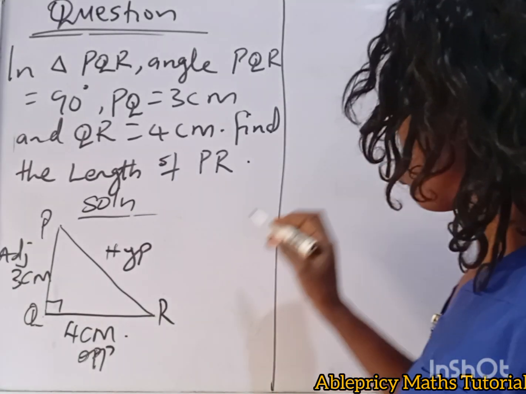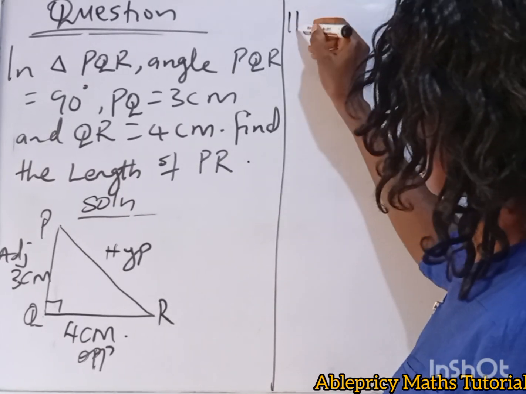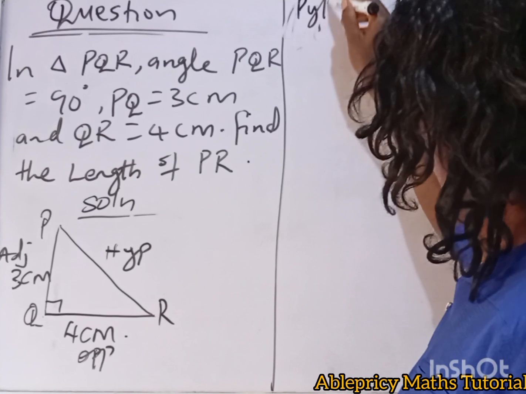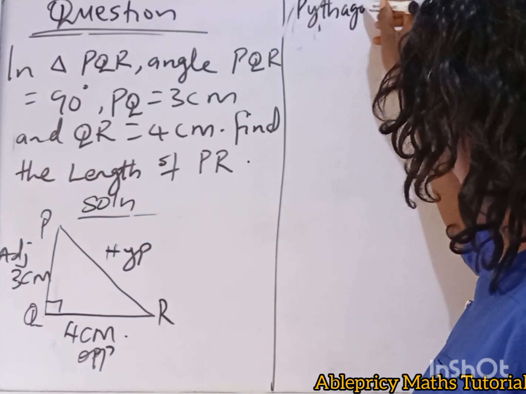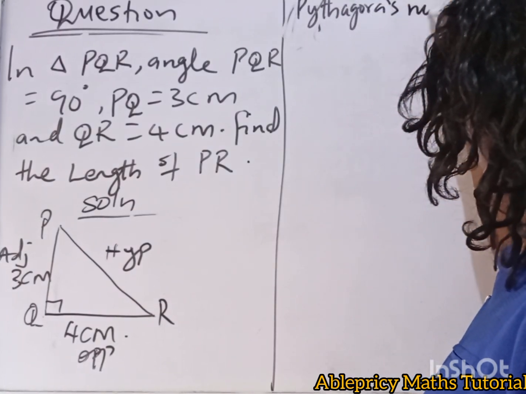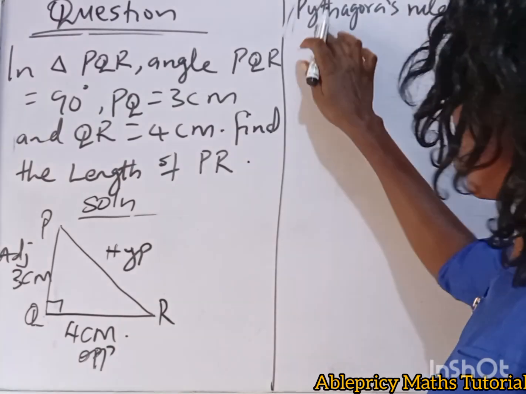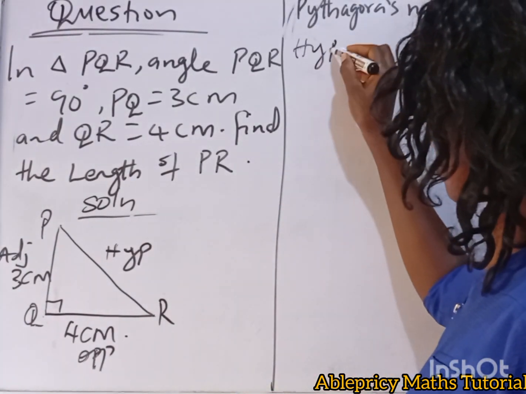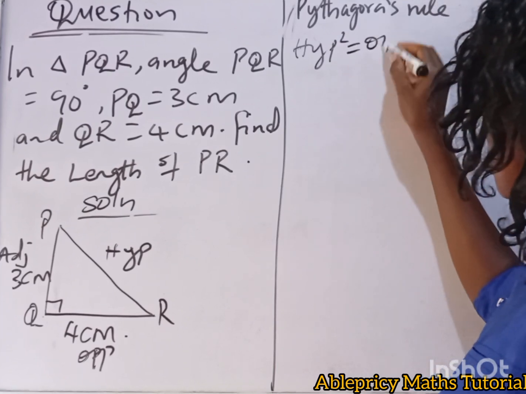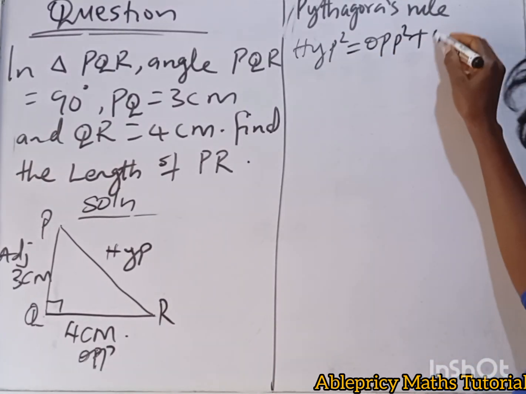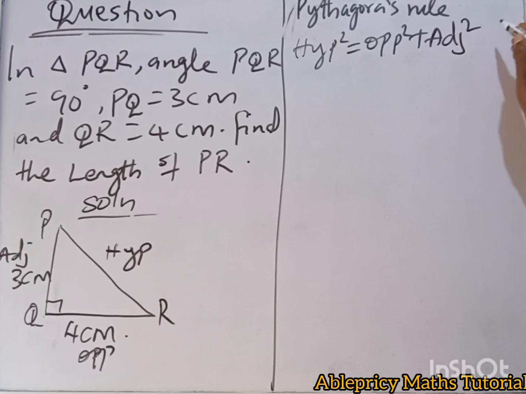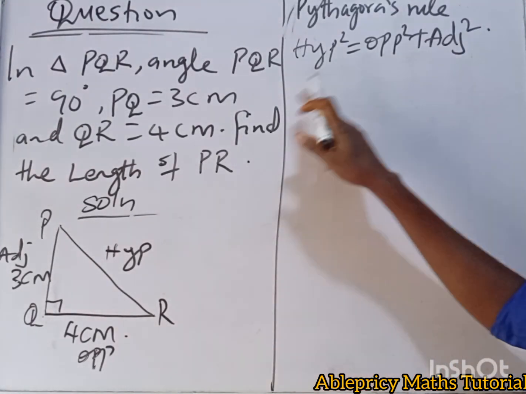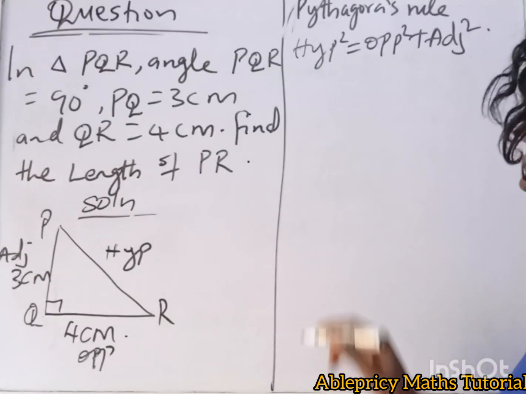In Pythagoras rule, let me write it, we'll be using Pythagoras rule or Pythagoras theorem. Pythagoras theorem or rule says that hypotenuse squared is equal to opposite squared plus adjacent squared. So that is what it means. Therefore, we'll be applying these lengths.